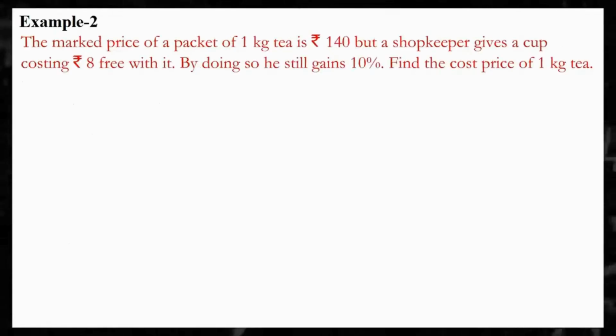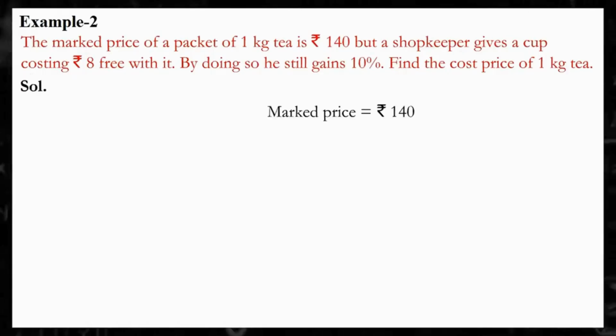Example 2. The marked price of a packet of 1 kg tea is Rs 140, but a shopkeeper gives a cup costing Rs 8 free with it. By doing so, he still gains 10%. Find the cost price of 1 kg tea.